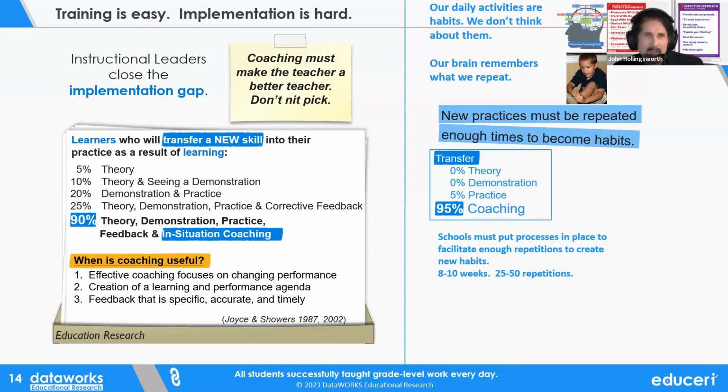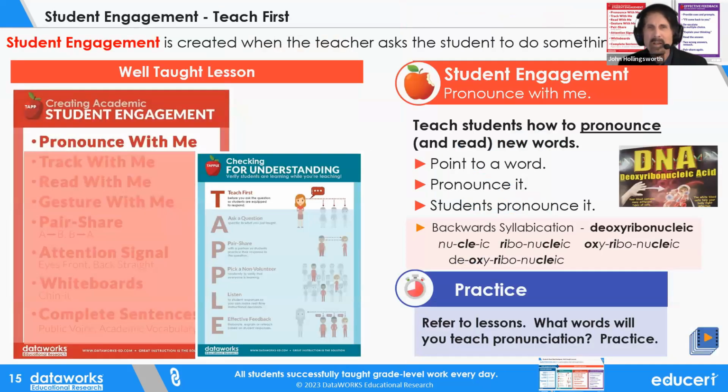All right, so back to student engagement. So this is two things for administrators. You want to understand the practice, see them, cue them, and teachers, we're going to start using them. So the first one is pronounce with me. Let's all say it. Pronounce with me. You're going to teach students how to say new words. It's very easy to do.